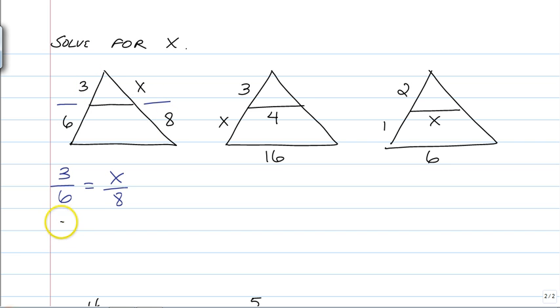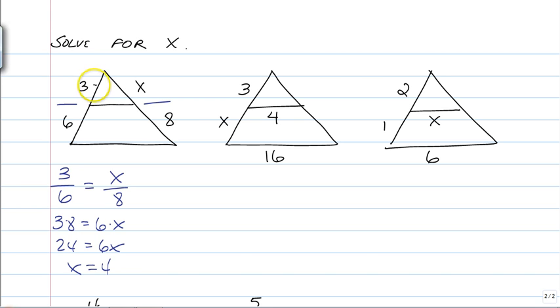And that's going to give you 3 times 8 is equal to 6 times x for cross multiplication. 24 is equal to 6x, so x is equal to 4. Now that's just a shortcut. You technically did not use similar triangles to do that. So this is what I'm talking about.